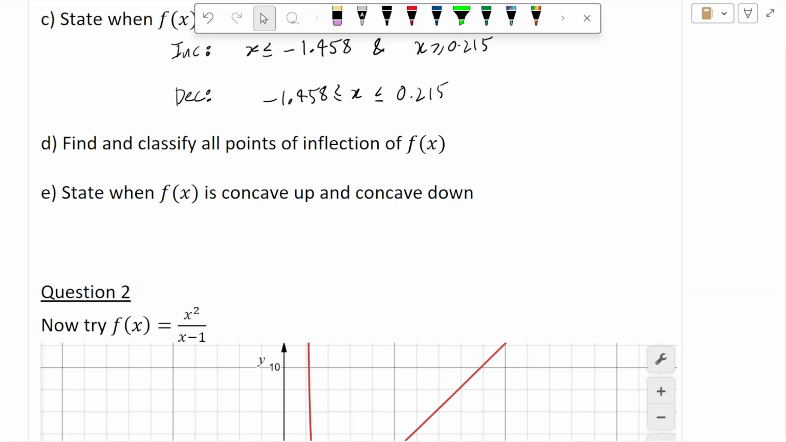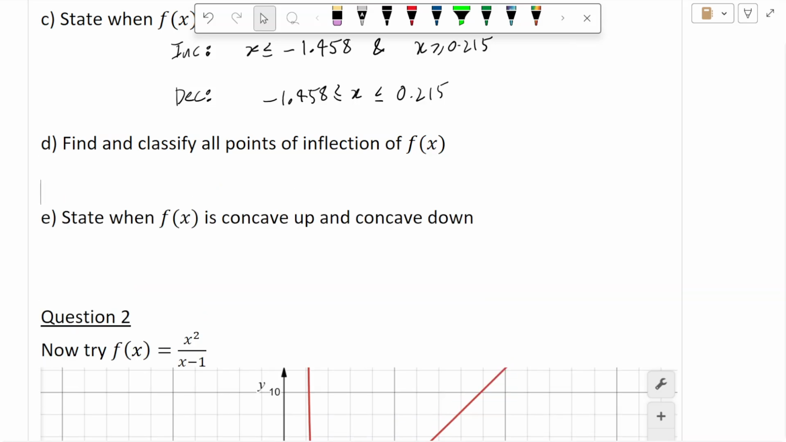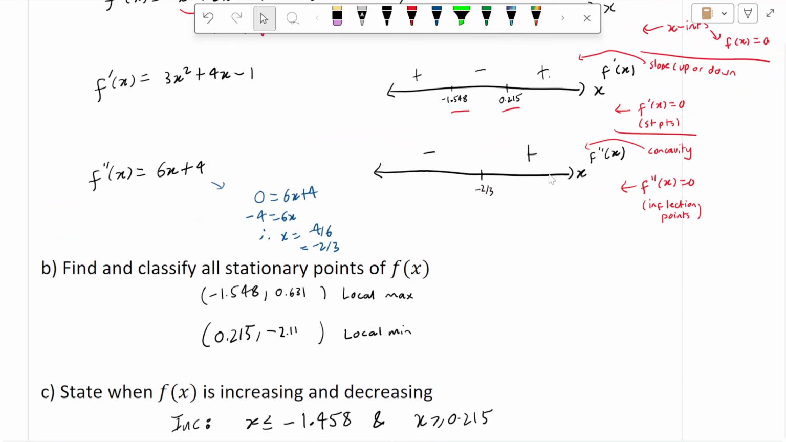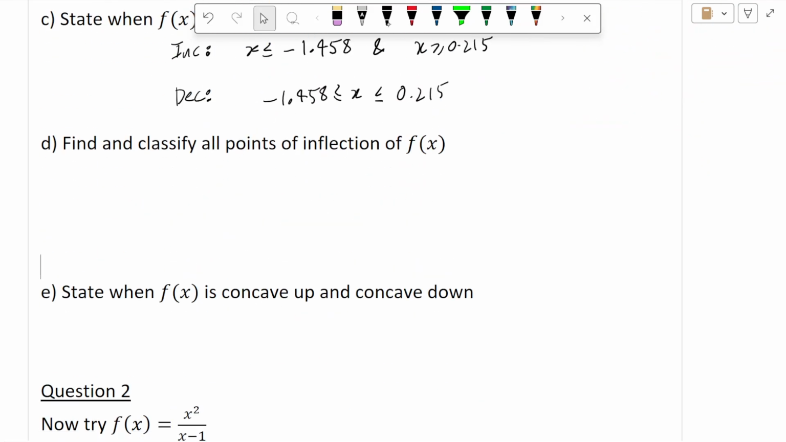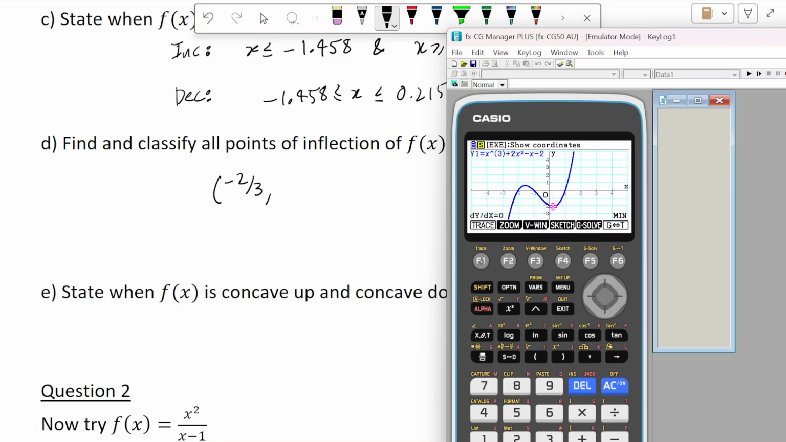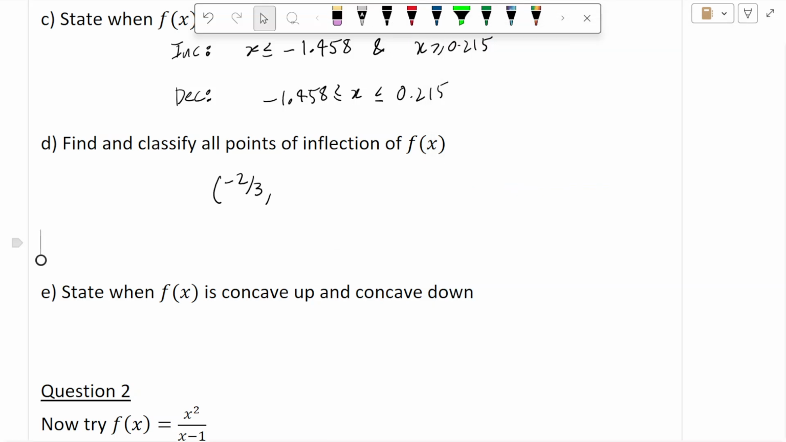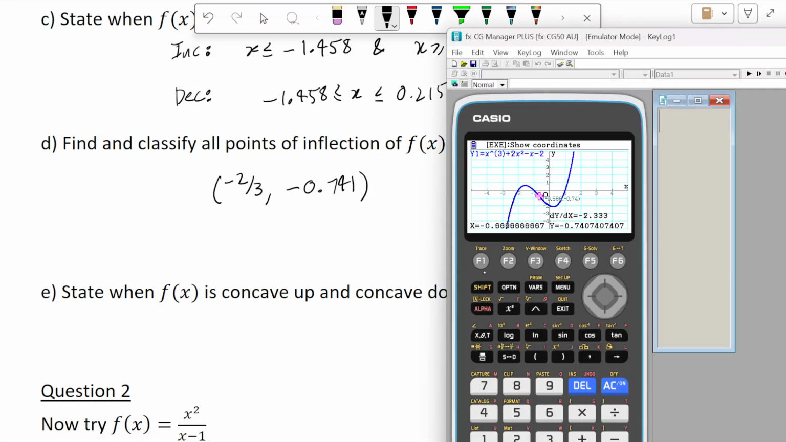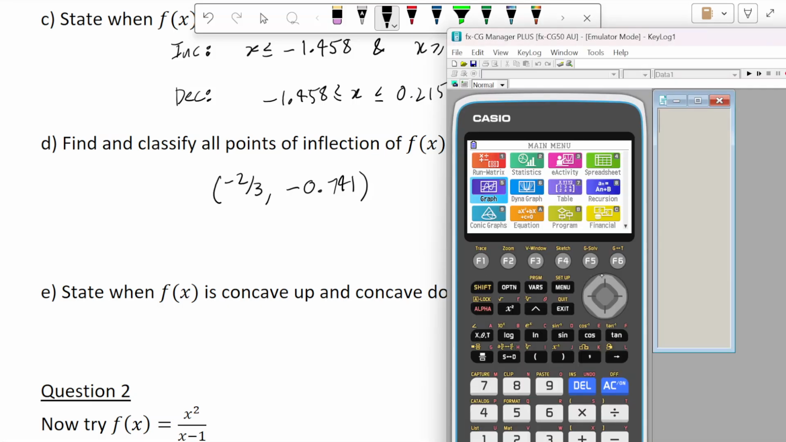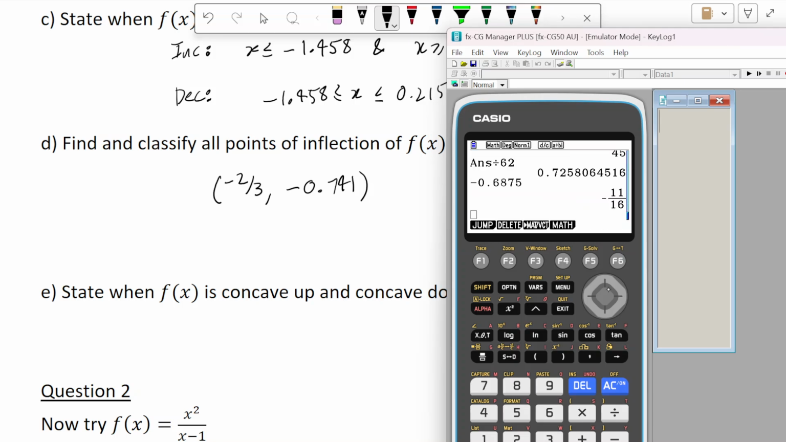All right, wonderful. Find and classify all points of inflection. So the points of inflection are on this bottom sign diagram. So the only one of them is going to be minus 2/3 for the x. And we can go into our graphy graph and go trace minus 2/3, and you'll get y is minus 0.740, or 0.741 essentially.